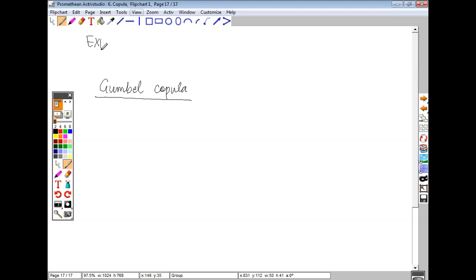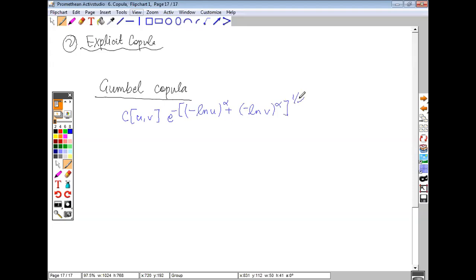Is this so? Let me just write. I have the explicit copula. Okay, so if I'm looking at the Gumbel copula, its formula is something like this. You will have u comma v, and you have e raised to minus of this. Not really great at copying. Alpha plus minus of log of v to the alpha, and this everything raised to 1 over alpha.